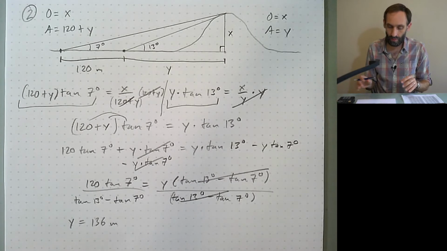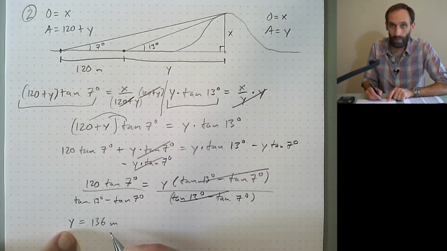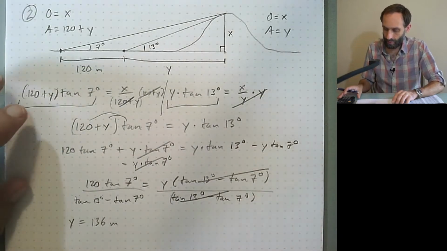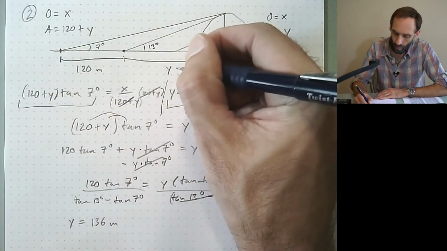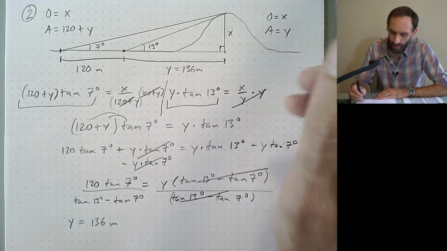Now, some students make the mistake of stopping here, thinking, oh, I have the value of a variable, that must be the height of the mountain. But if you look at the diagram, you'll see, no, that's actually this length right here. Y is equal to 136 meters.